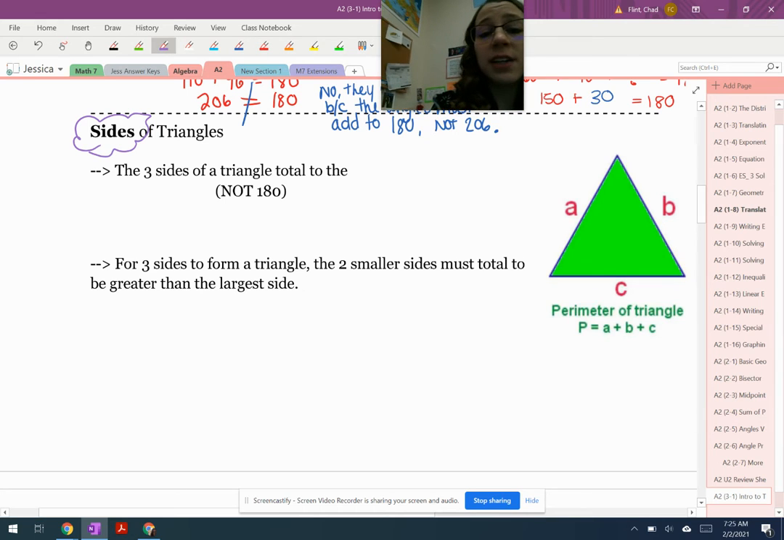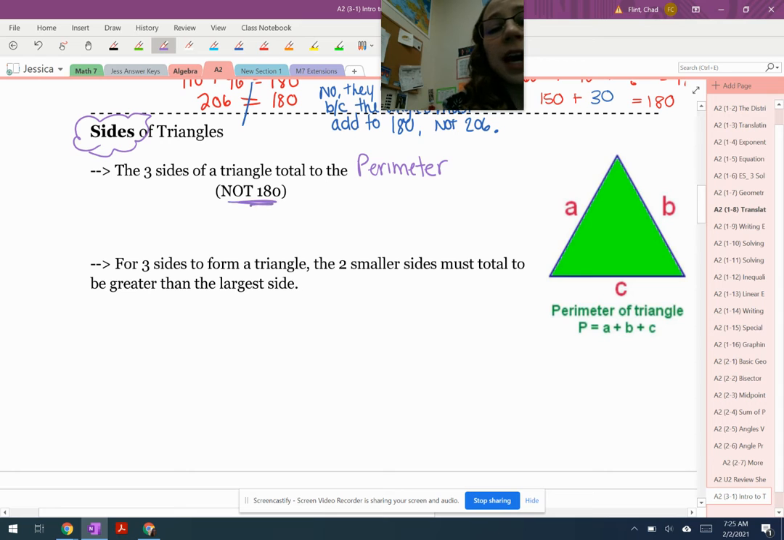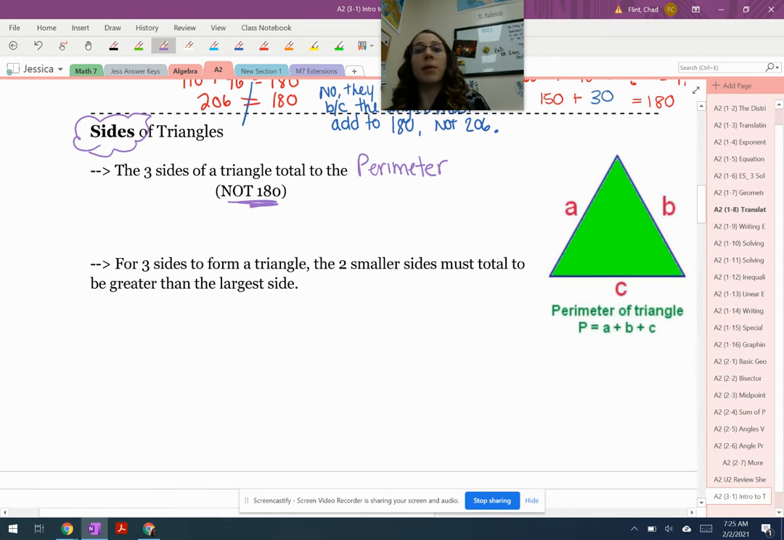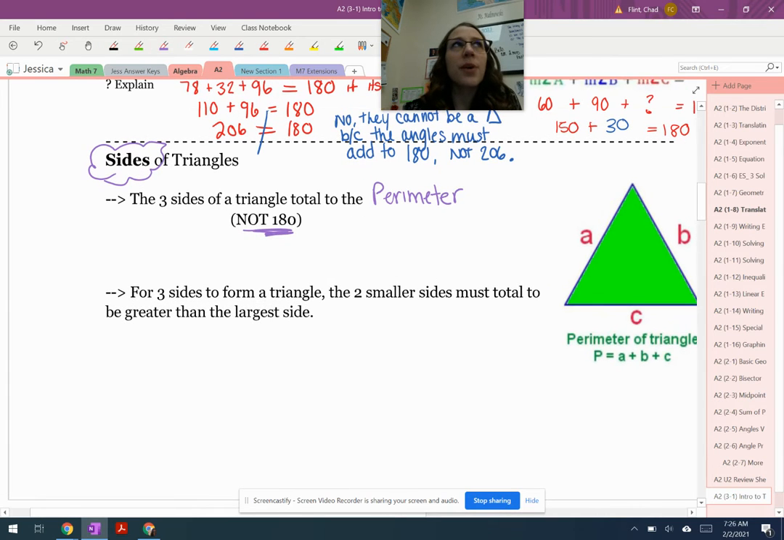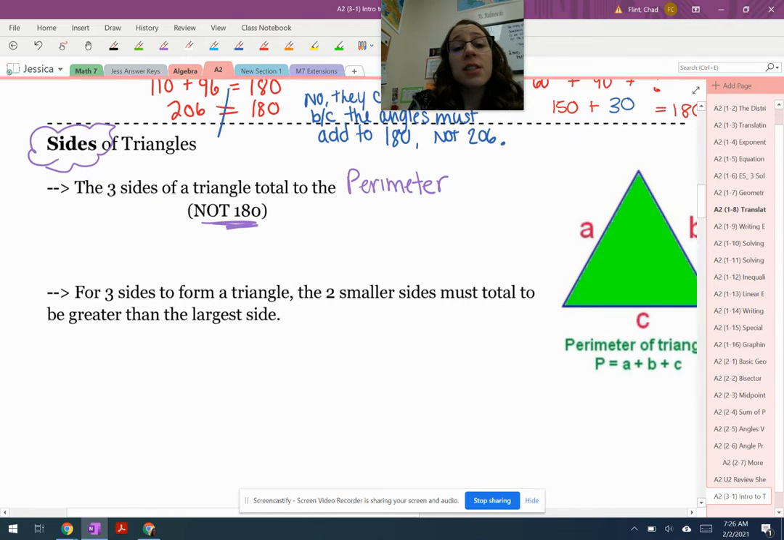When you add all the sides of a shape together, that gets you the perimeter. Which, to be clear, is not 180 because we're talking about sides, not angles. Just like in the last unit where you had to decipher, am I talking about sides or angles in this problem? You're going to have to do the same thing here. Is this problem asking me about side lengths? Is it asking me about angles? Or maybe it's asking you about both. So the three sides of a triangle total to the perimeter, not to 180.